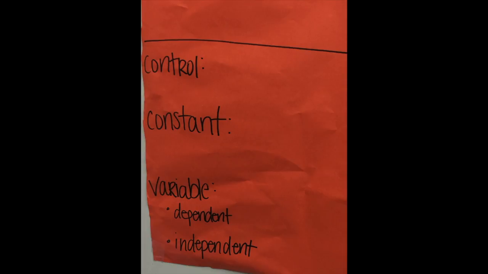Hint, hint, wink, wink. Next is independent and dependent variables. So independent is what you are changing in the experiment. So think about what changed between the measurements that you made. Okay? Then we've got dependent variables. That was what you were actually measuring. So what were you trying to find in this experiment?